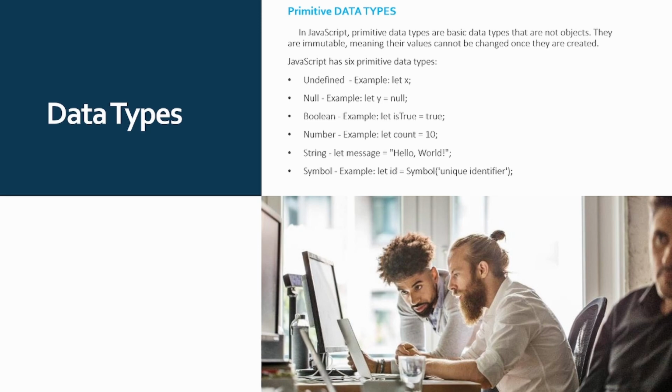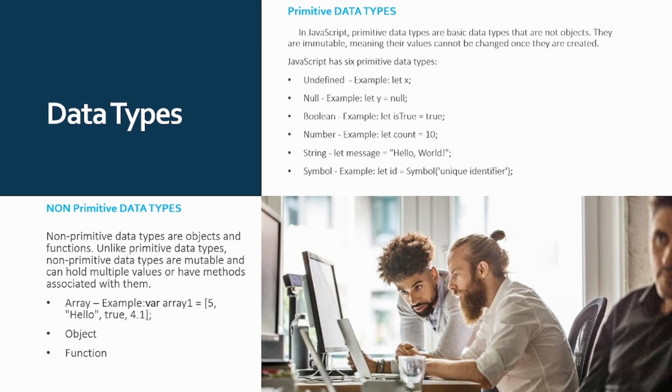Number represents numeric values. JavaScript uses the number type to represent both integer and floating point numbers. String represents a sequence of characters enclosed in single quotes or double quotes. Strings are used for storing and manipulating text. And the last one is the symbol. Symbol is a new data type introduced in ECMAScript 6. Symbols are unique and immutable values that can be used as keys in an object.